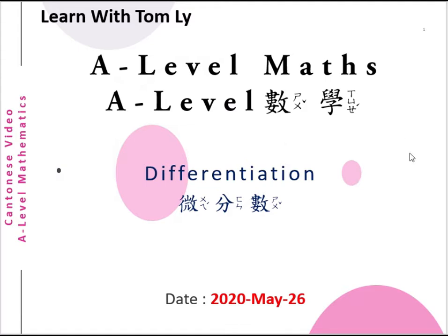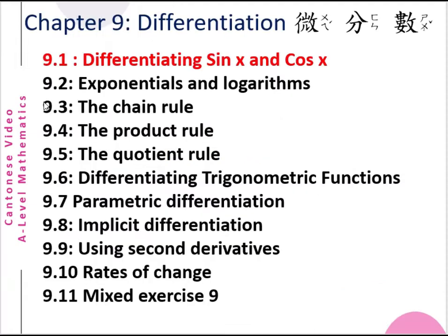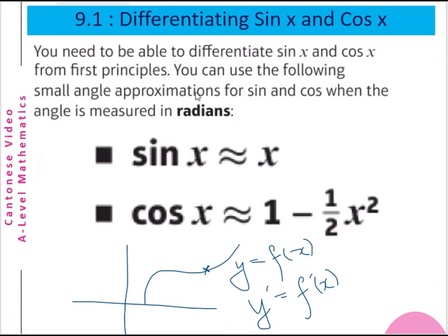Today, we are going to talk about a new chapter, Chapter 9, Differentiation. In Chapter 9, I divide into 11 sections, from Section 9.1, Differentiating Sine X and Cosine X, Section 9.2, Exponential and Logarithm, and until the last section is Rate of Change. And of course, the summary section mixed exercise is also provided for you. For today, we look at differentiating sine x and cosine x.